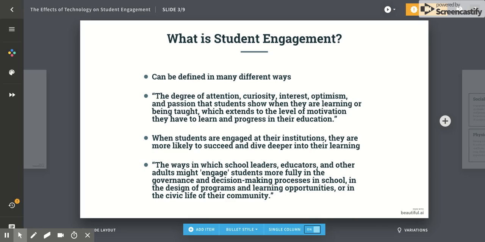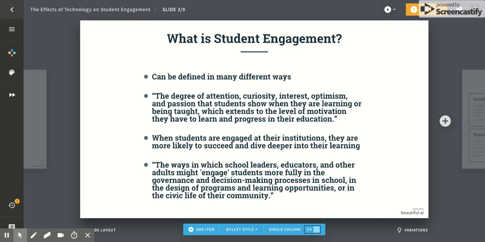This is my student engagement slide. In doing my research, I realized that there really wasn't one set definition of student engagement. Different resources and different sites had different things. So I pulled what I felt was the most relevant for my research and what I see on a daily basis working with students.